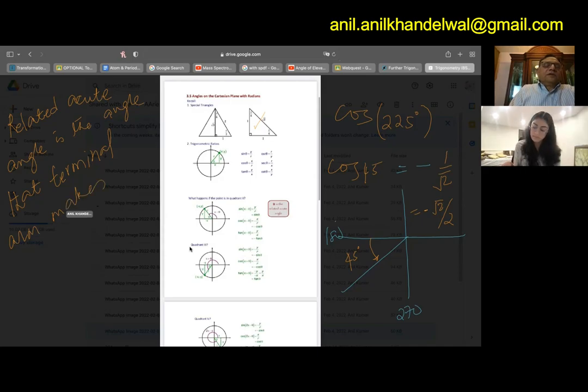Now look into this definition of related acute angle. Related acute angle is the angle that the terminal arm makes with the x-axis.